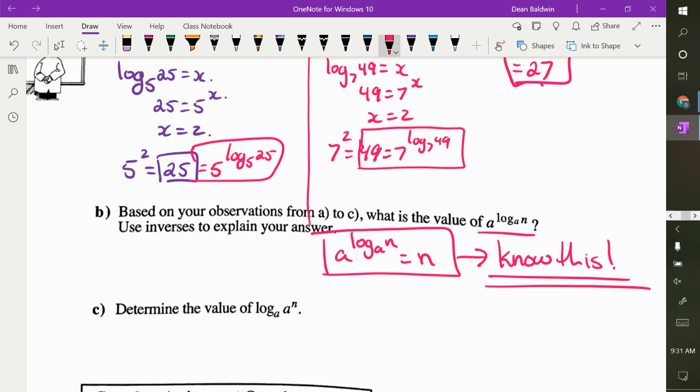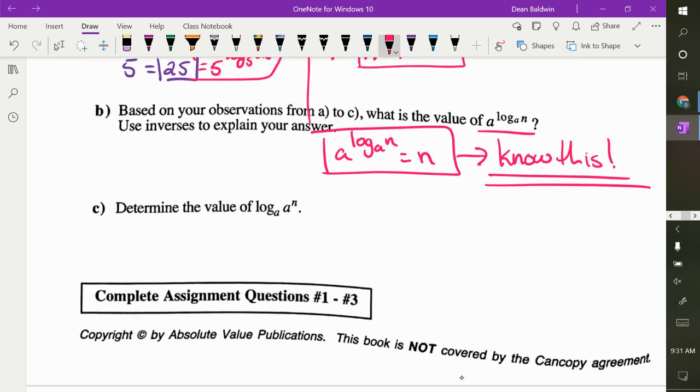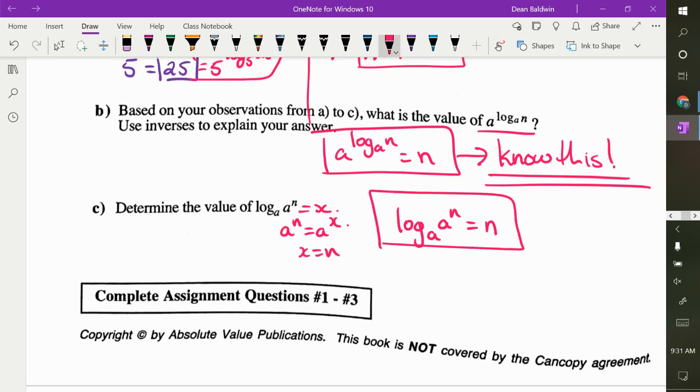Okay, now, what about this thing here? Log base a of a to the n. I'm going to evaluate that. So I go, okay, that equals x, some value. What do I do? Change to exponential. So if you change to exponential, you'll get a to the n is equal to a to the x. What does x equal? N. Therefore, log base a of a to the n always equals n. Whatever the exponent is on the argument.